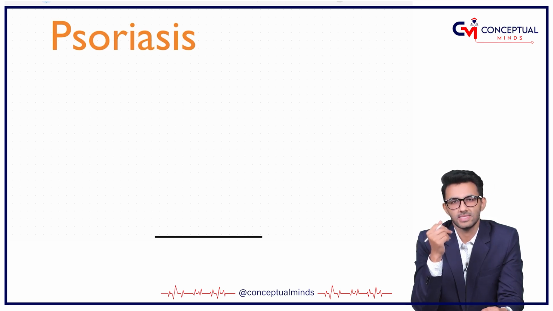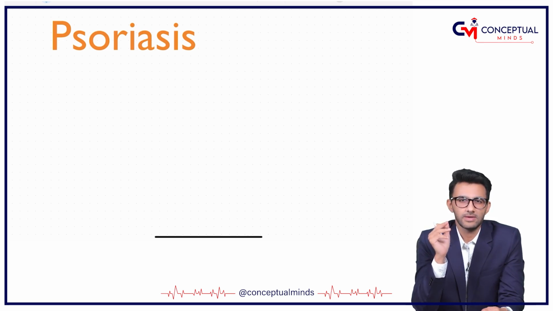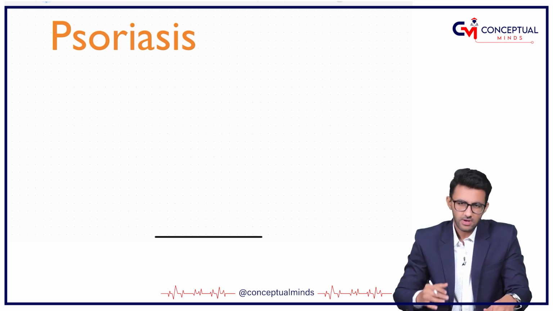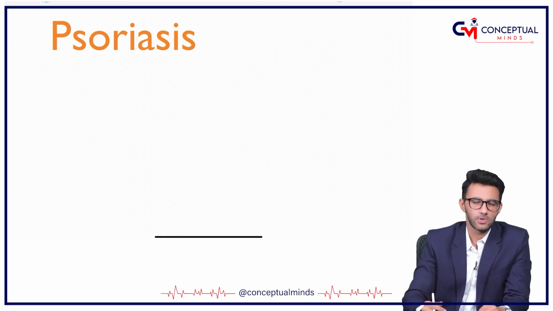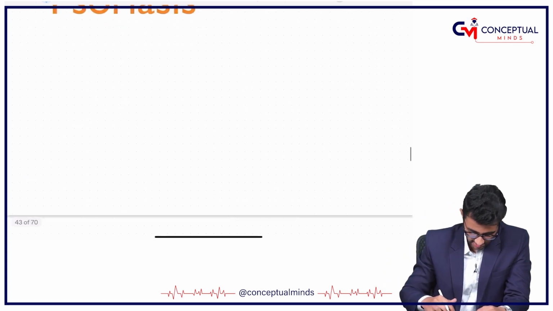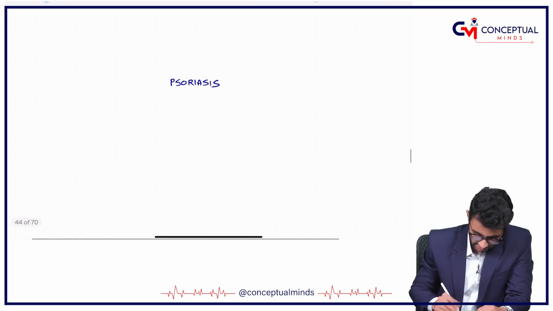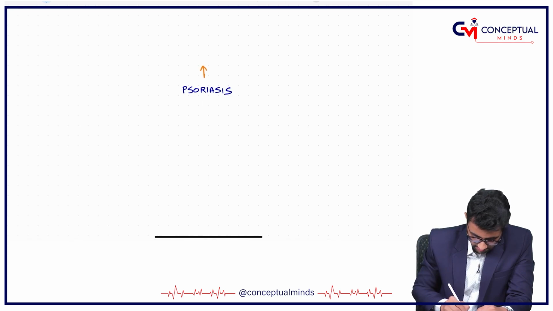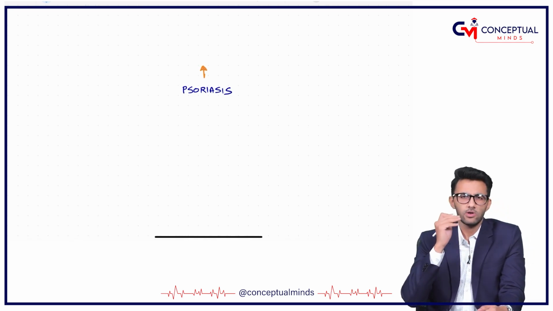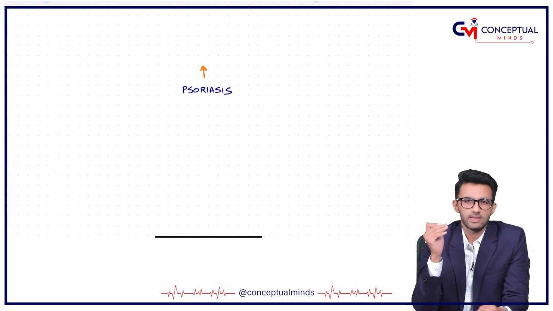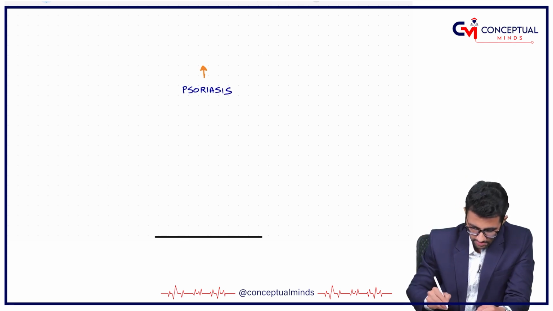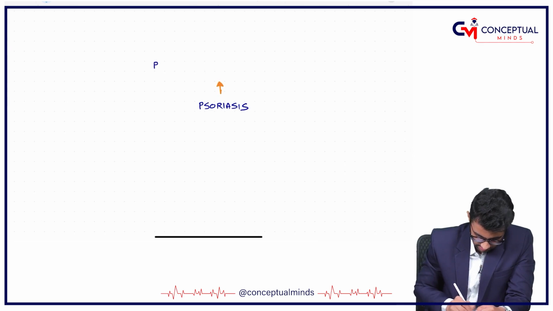Alright, so first of all, this is an autoimmune inflammatory skin reaction, right? So let us first of all just see what are the types of psoriasis we have. Alright, so let us just begin. Psoriasis, right? So one of the types is where there is a lot of pus involved, right? So it's called pustular psoriasis.